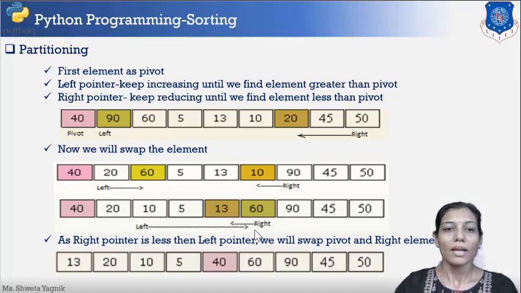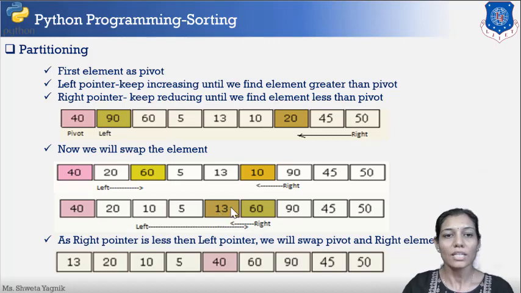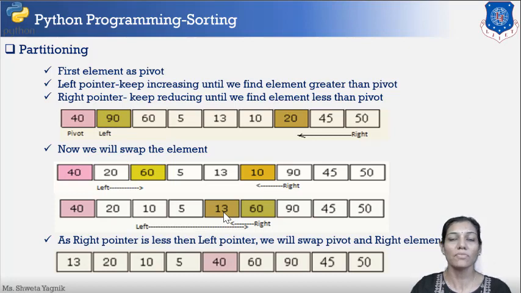We will swap the pivot with wherever right is pointing. Right was lastly pointing to 13, because that is the element first found which was lesser than the pivot value. So we will swap 40 and 13, the element which was pointed to by the right pointer. So that's it. We have divided our array.